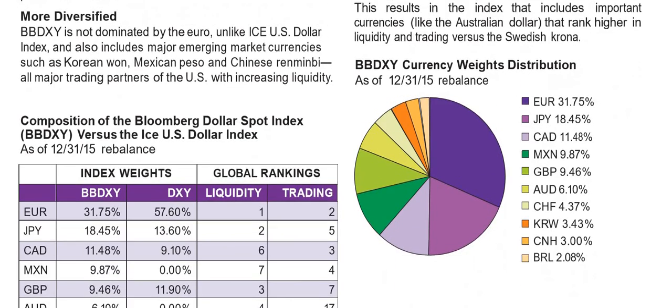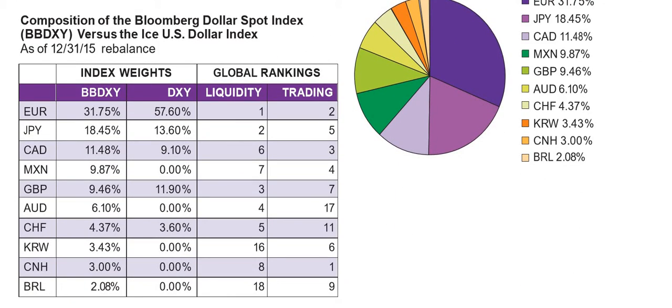Now, if we go down, we get to know the composition of the Bloomberg dollar index. You have the euro, JPY, which is the Japanese yen, Canadian dollar, Mexican peso MXN, GBP, Aussie dollar, Swiss franc, Korean won, and CNH. Here you have CNH, not CNY. Remember very carefully, you don't have a CNY. You have CNH, which is the offshore Chinese yuan. Then you have BRL, the Brazilian real. The euro is roughly 31.75, Japanese yen 18.4, Canadian dollar 11.48, Mexican peso, and so on and so forth.